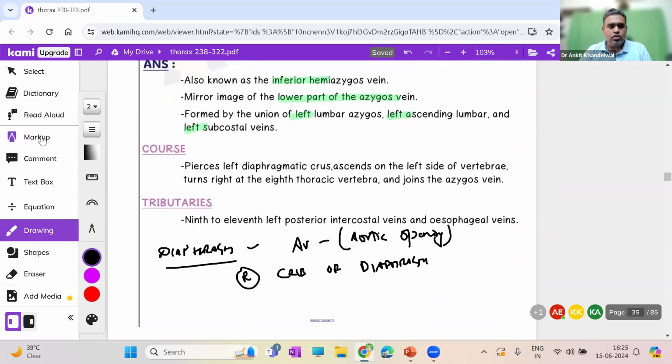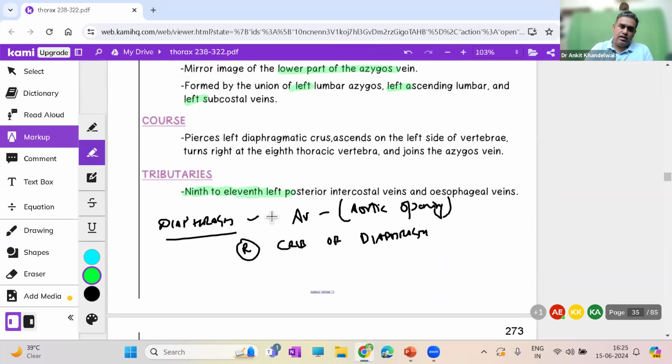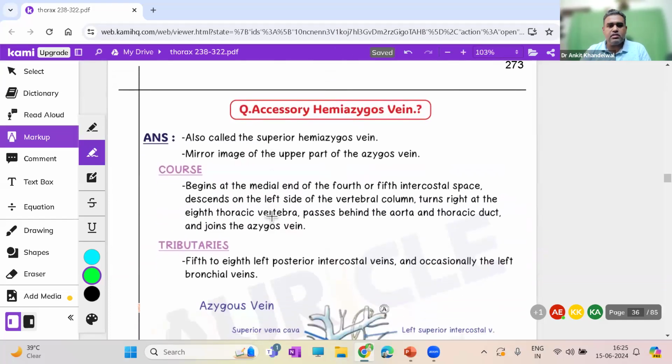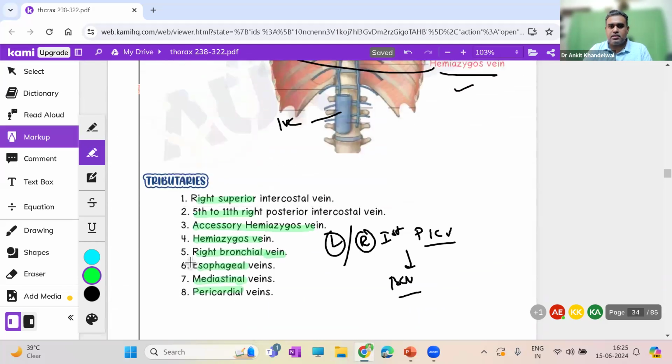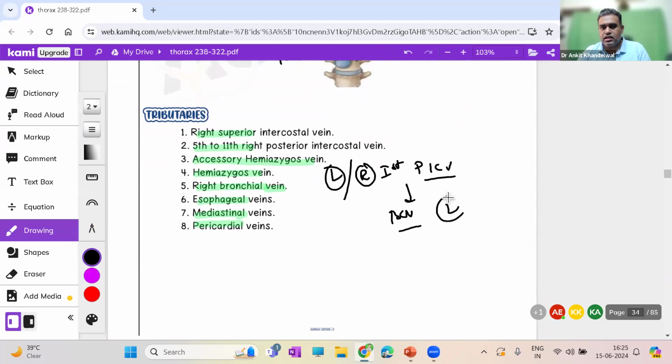As it is more on the lower aspect, its tributaries are 9th to 11th. And if you talk of the accessory hemiazygous vein, that is a bit higher up. So tributaries will be 5th to 8th. Above 5th on the left side, they drain into the brachiocephalic vein. So if we see over here, as we are discussing which veins don't drain over here, left and right, here you can also say left superior intercostal vein.